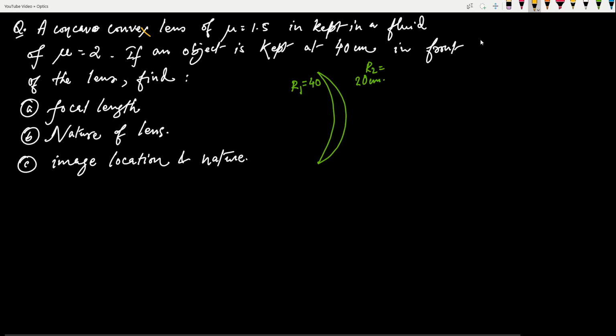Okay, now let's look into this problem. This is the final problem of the video. A concave or convex lens of refractive index 1.5 is kept in a fluid of refractive index 2. If the object is kept 40 cm in front of the lens, find the focal length.